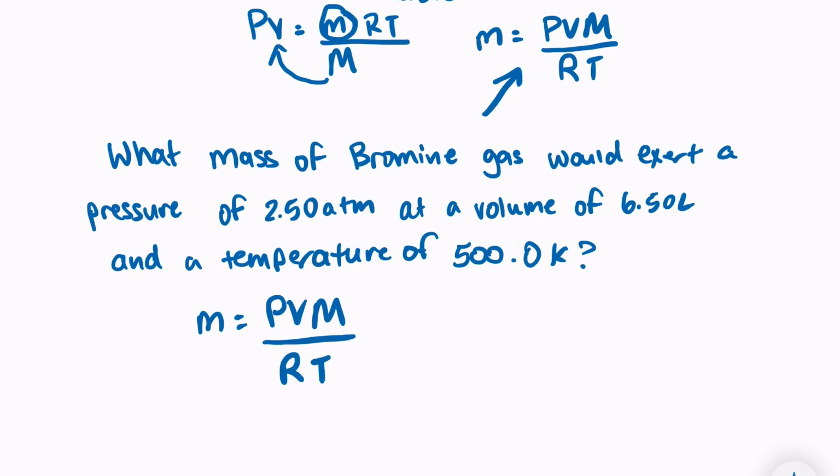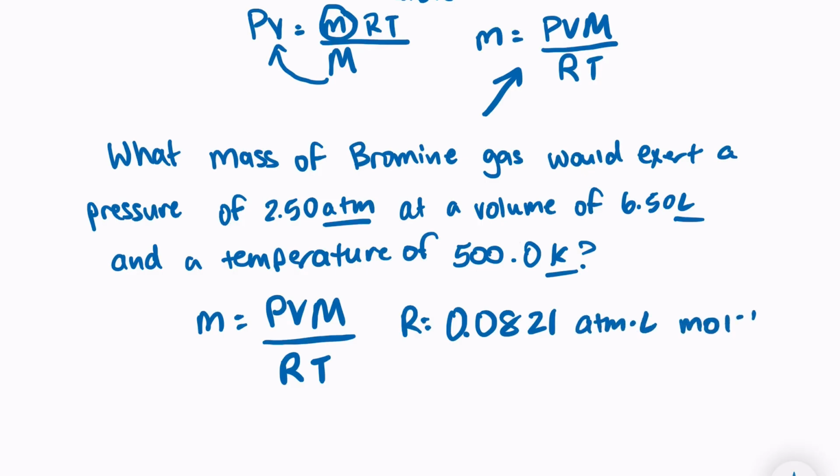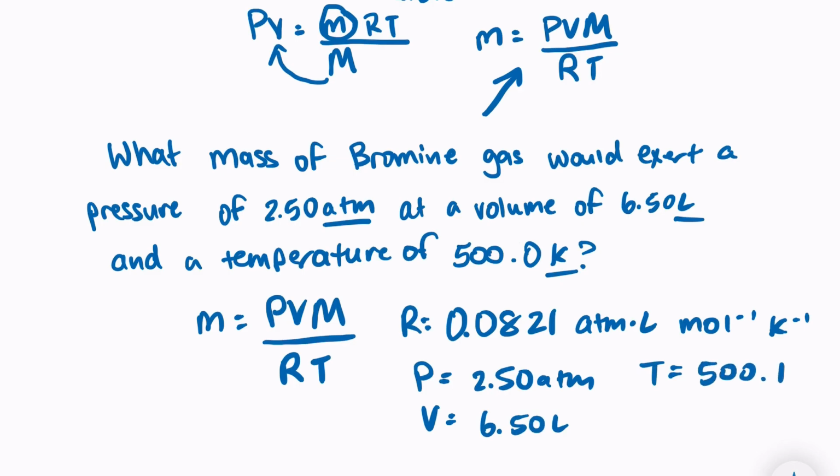Let's double check our units. We have atmospheres, liters, Kelvin. So the R value that I need is 0.0821, and the units for that are atmospheres times liter per mole per Kelvin. For pressure, I have 2.5 atmospheres. Volume, I have 6.5 liters. And temperature, I have 500 Kelvin.